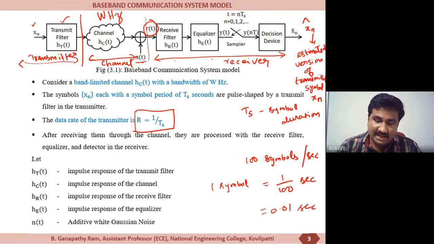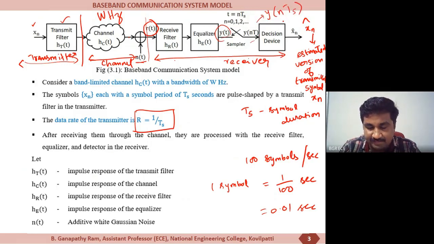And then the output of the equalizer is assumed to be y of t. And the sampler is sampling at t is equal to nTs. So at the receiver end, at the output of the sampler, we will have the output as y of nTs. And this is allowed through a decision device, in which y of nTs is the sample. This sample is compared with the threshold inside the decision device, and it is making an estimation of the particular symbol transmitted by the transmitter.